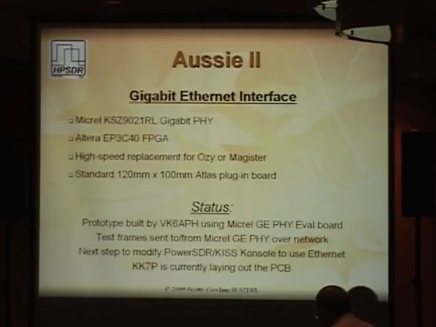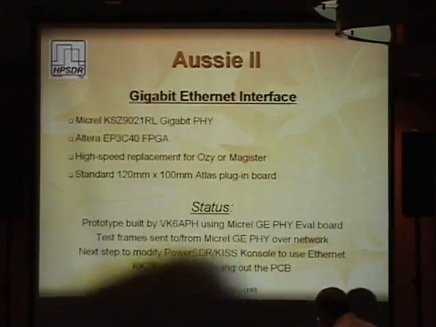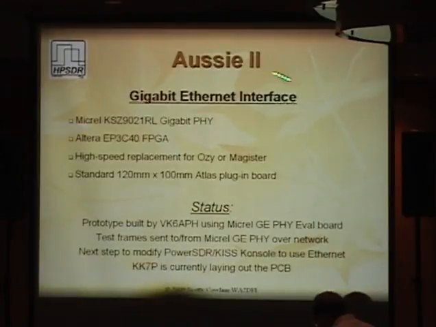Next in line, Aussie II gigabit Ethernet interface. We're using a Micrel gigabit PHY along with a big FPGA, a 3C40. This will be a high-speed replacement for Aussie or Magister because Magister is only intended to be an interim USB 2 interface to the computer. This is going to be gigabit Ethernet. This is going to give you a lot better bandwidth for the IQ data.